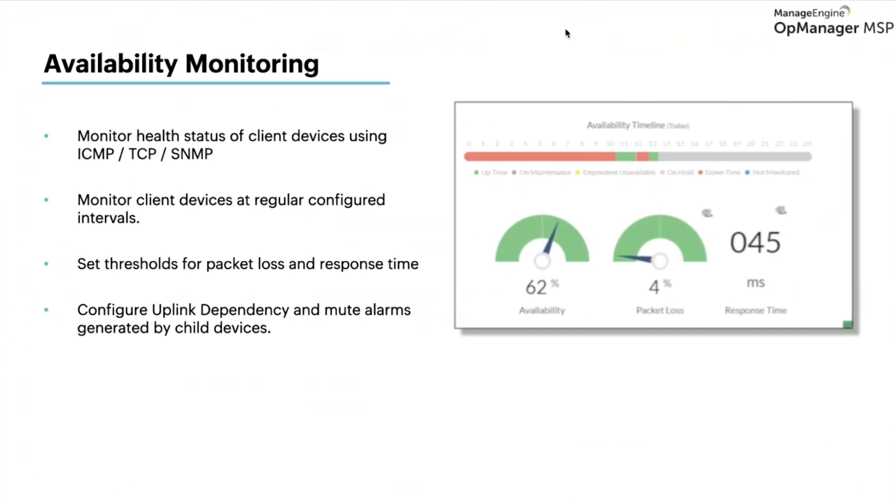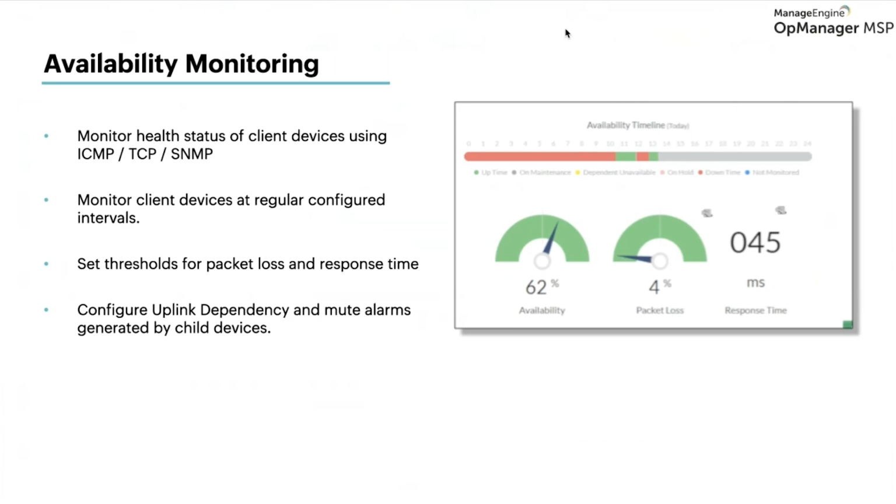Availability is one of the basic and fundamental requirements of all network administrators. This is an essential parameter that lets you check the health of your devices, which is crucial to monitor any infrastructure. This efficient tool will help you monitor the health status of your client network devices using ICMP or TCP or SNMP protocols.